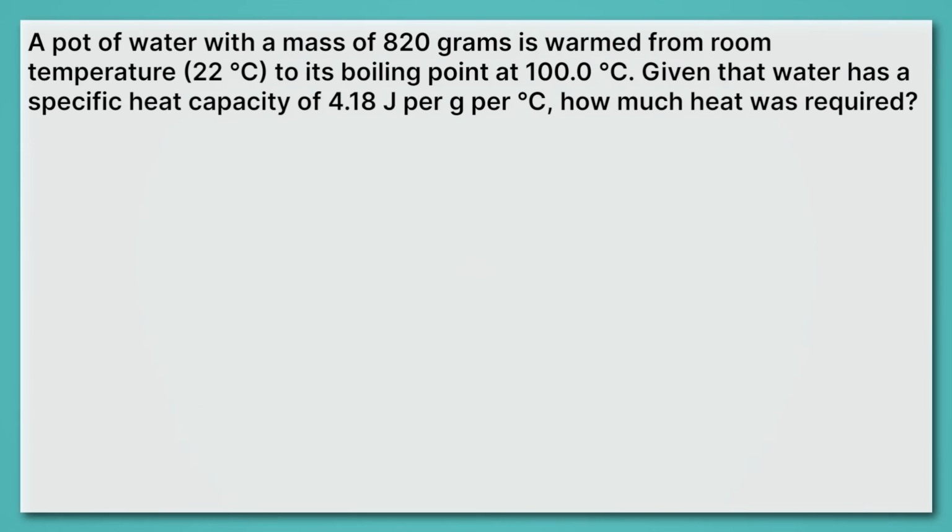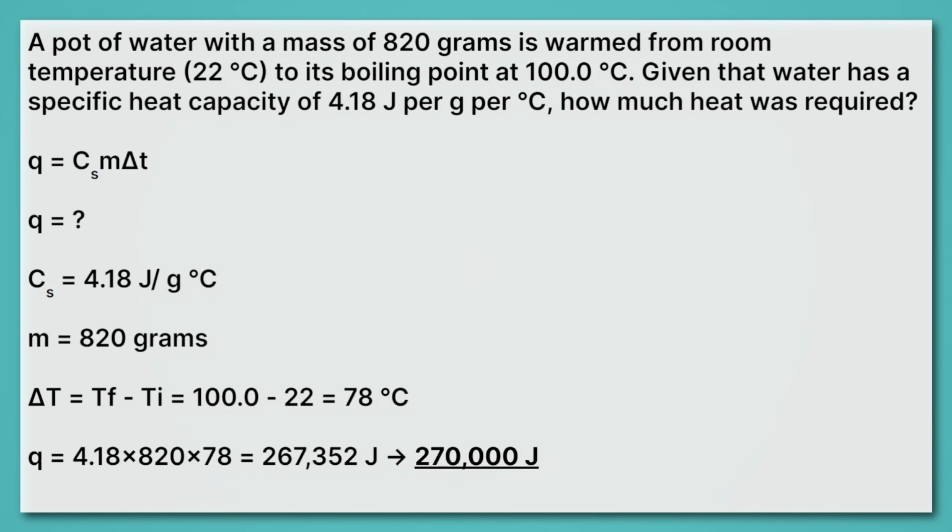Okay, now it's your turn. A pot of water with a mass of 820 grams is warmed from room temperature, 22 degrees Celsius, to its boiling point at 100 degrees Celsius. Given that water has a specific heat capacity of 4.18 joules per gram degree Celsius, how much heat was required? Pause the video and see if you can calculate the heat required.